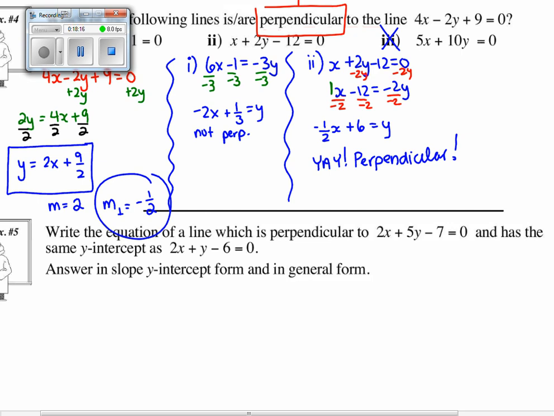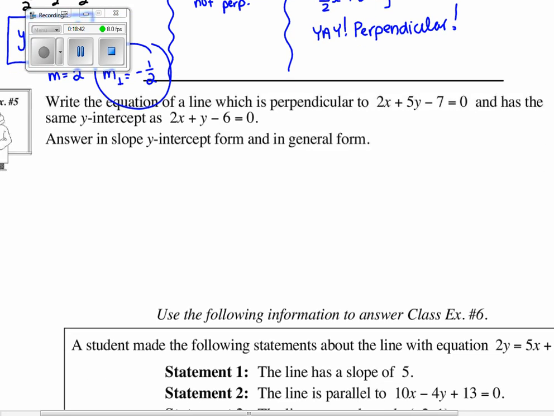Whenever you see general form, what should you automatically do? Change it every time. You don't even have to read the question. Make them y equals mx plus b, and then you can read the question. Because you know it's useless. Change it. So if you don't know what to do, just start by changing both of them, and then see if you can figure it out. So try 5, and then we can call it a lesson.